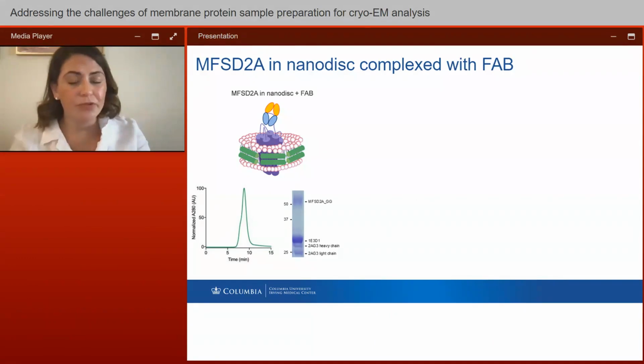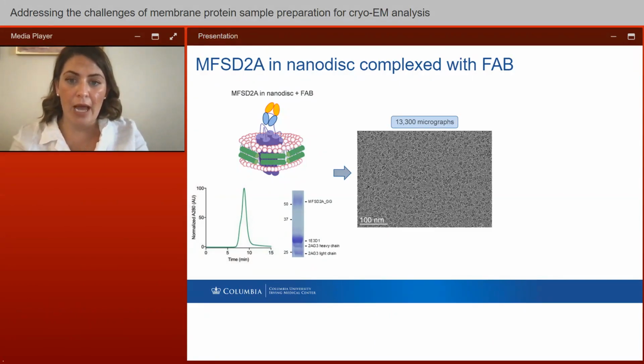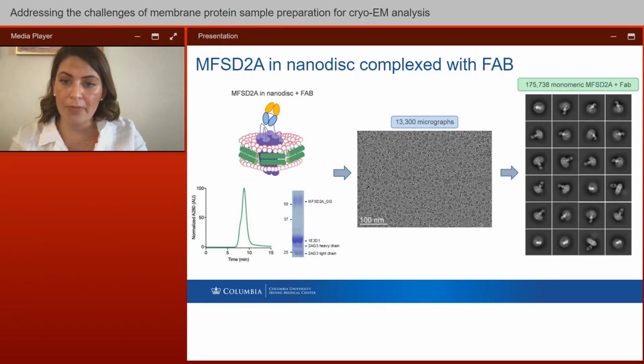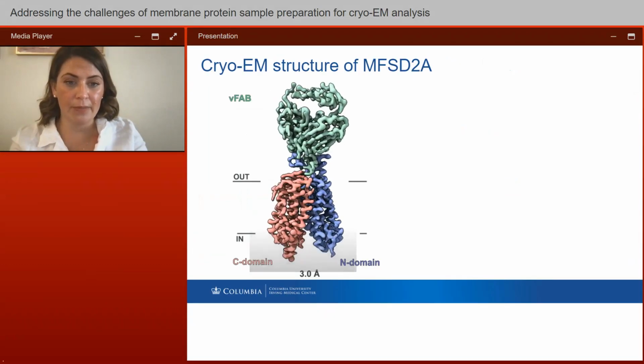After we were able to confirm complex formation with our Fab of choice, we performed some screening and then had a high resolution collection on the Krios microscope. From that, we were able to get these 2D class averages, which we were really excited about because, as you can see here, you've got individual transmembrane helices within the nanodisk cloud and the Fab sticking out into the soluble space in lots of different orientations available to us.